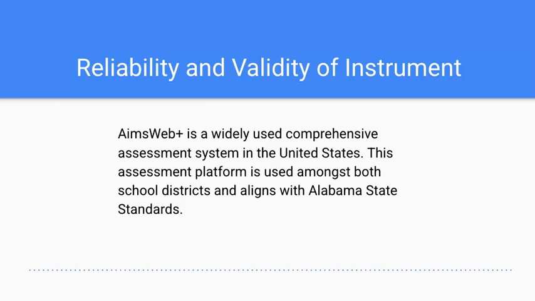Reliability and validity of instruments. AimsWeb Plus is a widely used comprehensive assessment system in the United States. This assessment platform is used amongst both school districts and aligns with Alabama state standards.